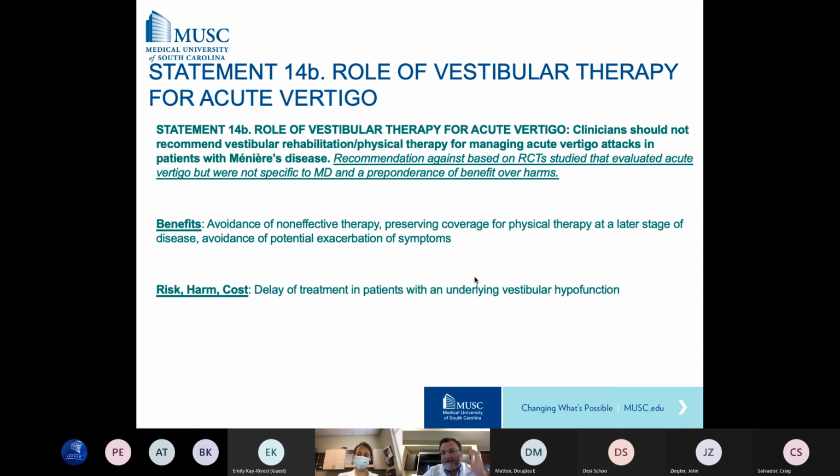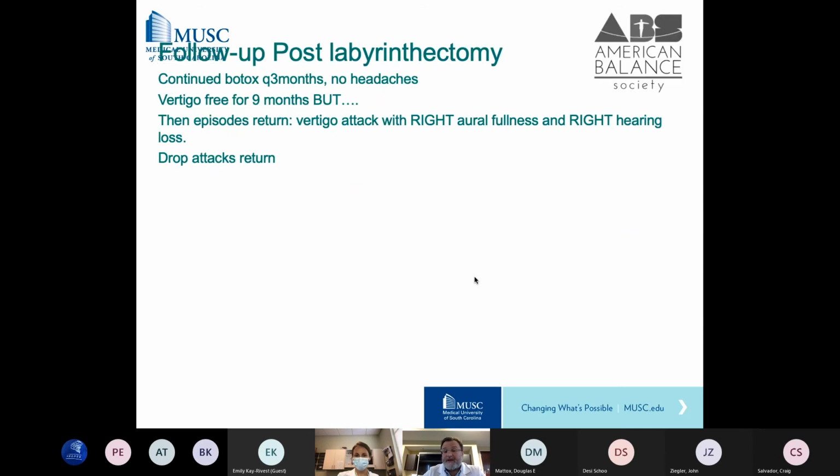Obviously, avoid vestibular therapy in the acute setting of vertigo. And if a patient starts feeling motion sick during therapy, make sure that you're sending them to a therapist who knows how to dose the severity of the exercises. So post-labyrinthectomy, that patient continued to have Botox, no headaches, vertigo-free for 9 months again. Seems like it's her magic number.